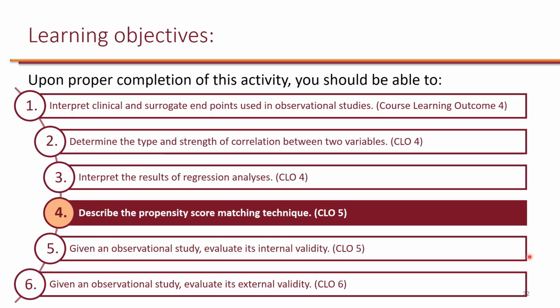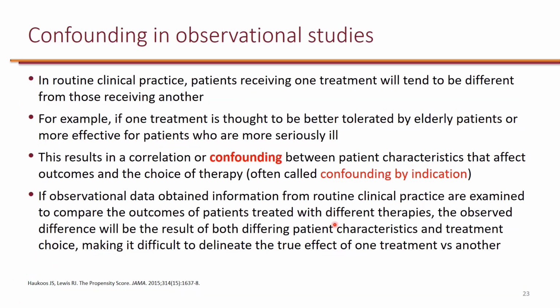We determined the type and strength of correlation between two variables and interpreted the results of regression analysis. Now let's describe the propensity score matching technique, which is the course learning outcome number 5 on the course syllabus. In routine clinical practice, not every patient gets the same treatment because patients are different. For example, elderly patients may get treatments that are better tolerated, or seriously ill patients may get treatments that are known to be more effective.